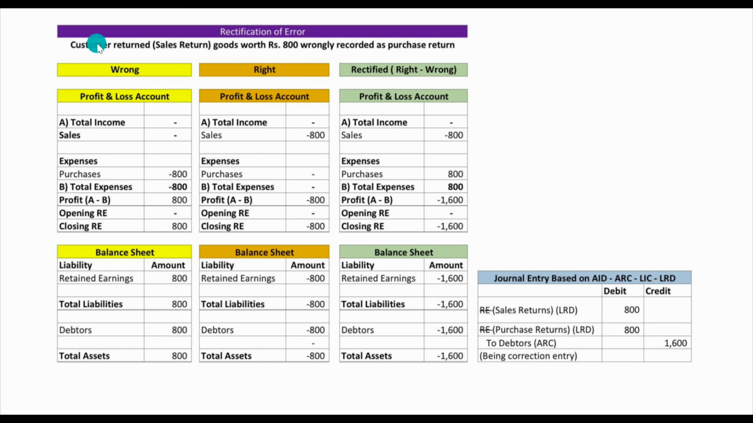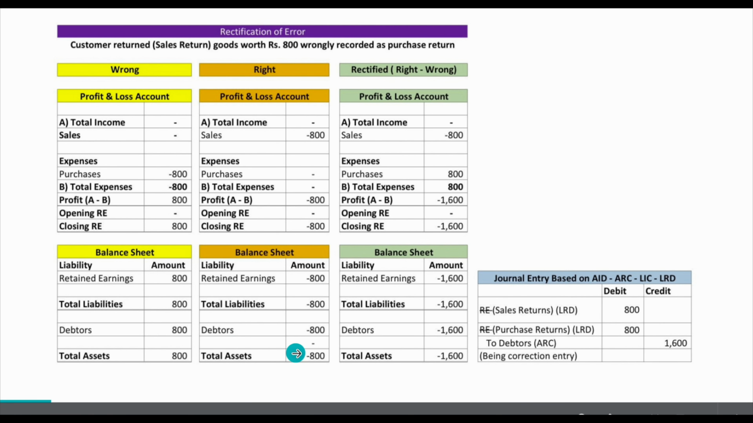So total liability 800, total asset 800, and our balance sheet tallies. Now what is right is that customer return is actually sales return, goods worth rupees 800. Now sales is recorded with plus sign, so sales return will be recorded with minus sign. So sales minus 800. Total expense is 0. So profit is A minus B, that is minus 800 minus 0 is minus 800. Opening retained earning is 0, so closing retained earning is minus 800. This will be transferred to the balance sheet liability side, retained earning minus 800. So total liability is minus 800. Debtors is minus 800. So total assets is also minus 800 and our balance sheet tallies.